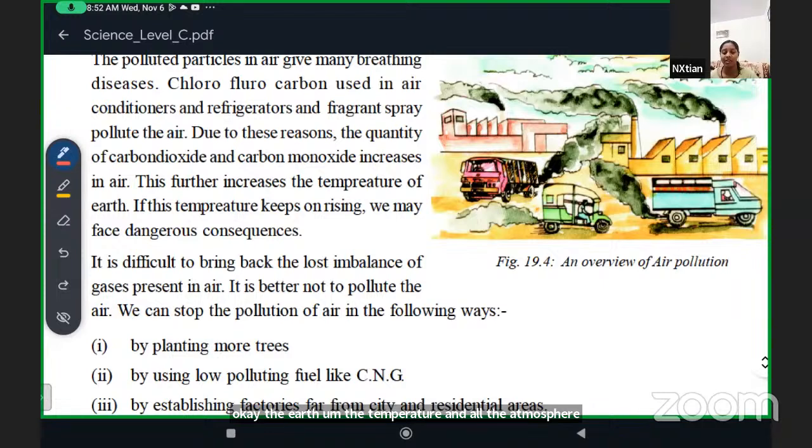gases. So now it is difficult to bring back the lost imbalance of gases present in the air. It gets very hard to balance it in a better way, like after so much pollution is taking place, and the tree plantation is relatively very lesser compared to the pollution that's taking place. So it gets hard to again create that balance of the gases in the atmosphere. So it is better that we take precautions, that we do not pollute the air.